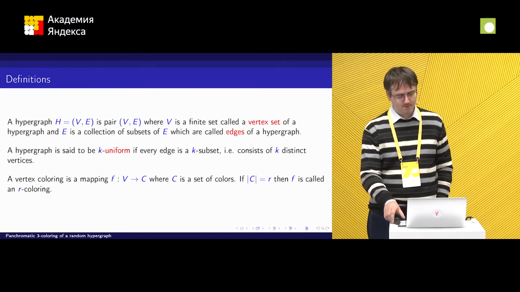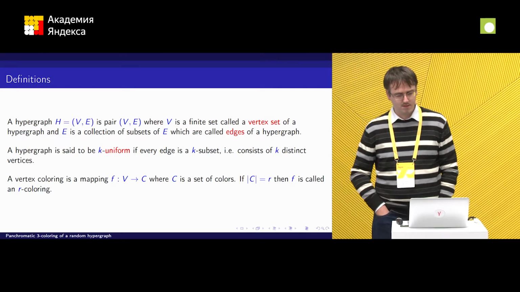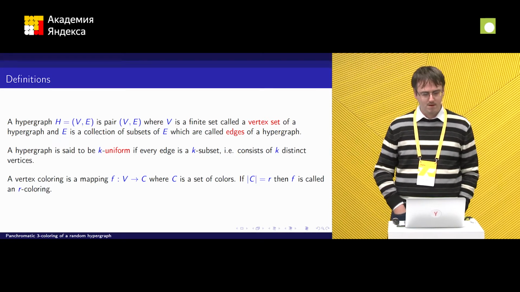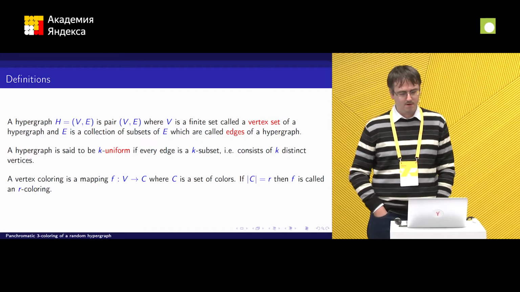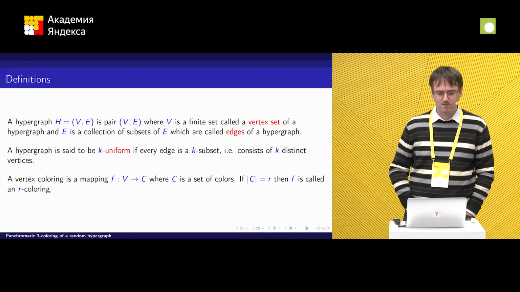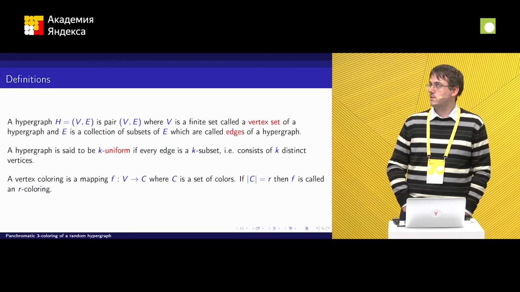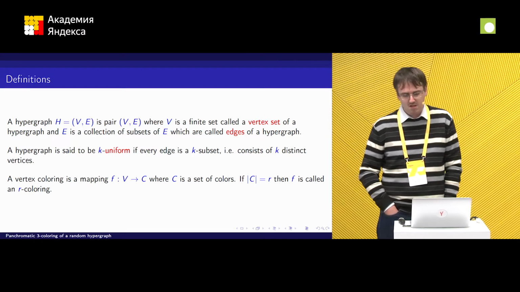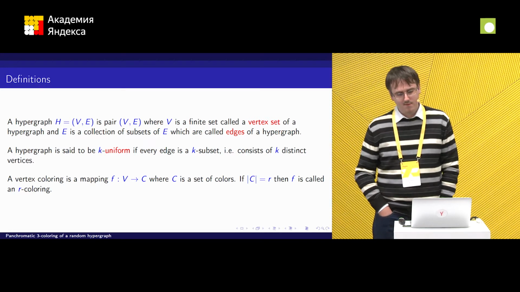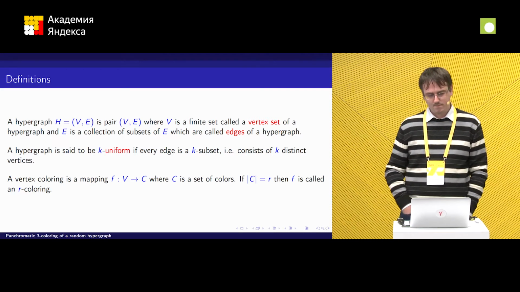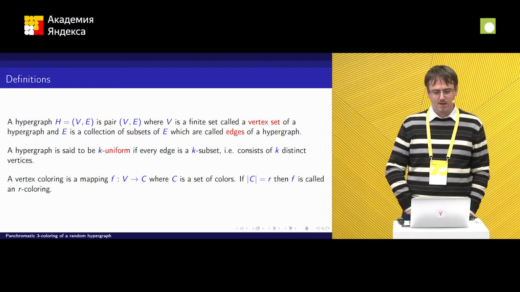So let me start with some definitions. Maybe all of you know them, but let us recall some of them. So what is a hypergraph? A hypergraph H is just a pair of two sets, V and E, where V is a finite set called the vertex set of a hypergraph, and E is some collection of subsets of V, which are called edges of the hypergraph. So we have vertices and some collection of subsets, edges.